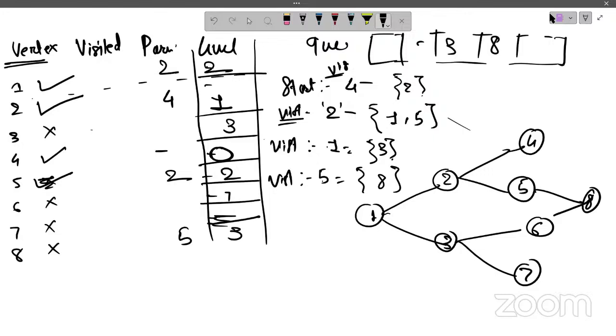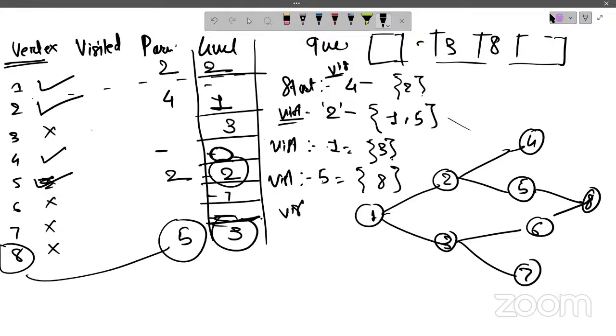I think I missed. So, ma'am, can we say the level will always be the level of the parent? No, the level of the number is 1 plus the level of the parent. For example, 8 has parent 5 and 5 has level 2, right? So 8 is level 3. So it is 1 plus parent. That's always a rule. Okay.